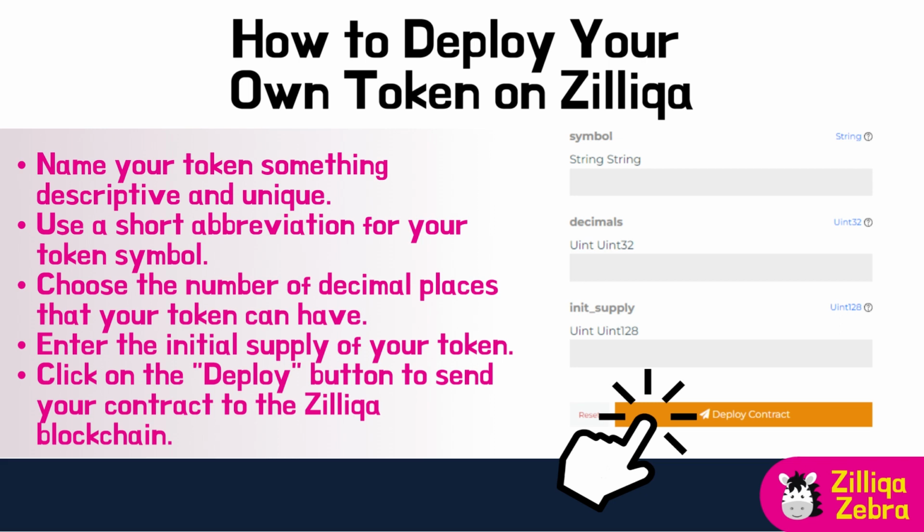Once you have filled out all the parameters, click on the deploy button at the bottom of the pop-up window. This will send your contract to the Zilliqa blockchain and show you a confirmation message with your contract address and transaction hash. Congratulations, you have just deployed your own token on Zilliqa.